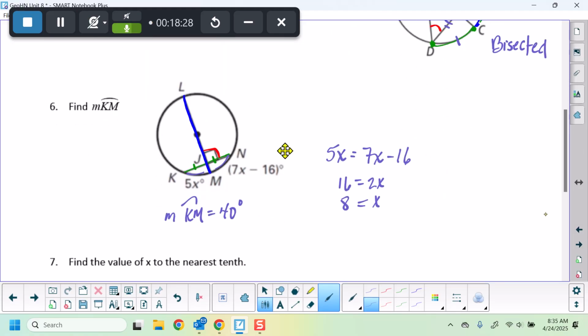Find the measure of KLM. Same conversation. Here's our diameter. Here's our bisected chord. So I can set those two arcs equal to each other.